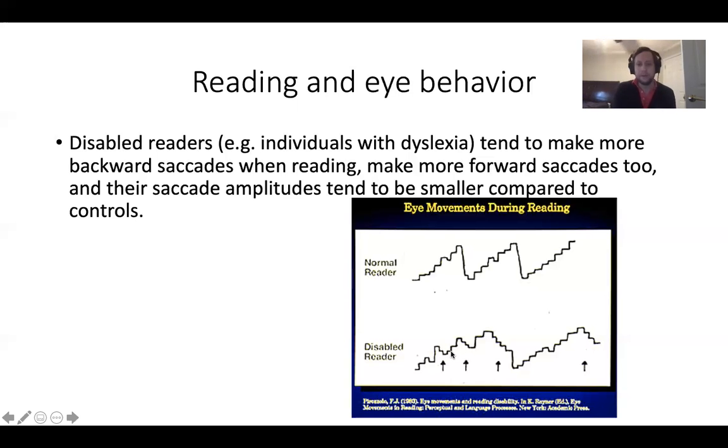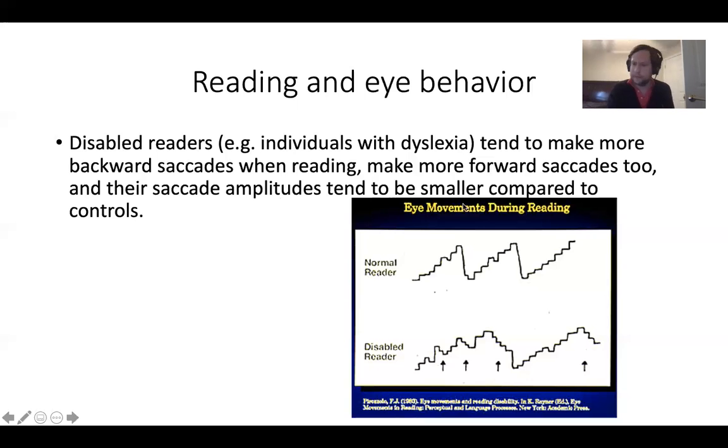Part of the reason is that they're going forward, then going back, then forward, then back, and then forward again. And so that causes them to just have more saccades in general. Disabled readers, individuals with dyslexia, make more eye movements in general, whether forward or backward, probably reflecting, once again, the fact that they're having to reread words all the time. One of the more interesting findings, though, is that the saccade amplitudes of individuals with dyslexia tend to be smaller.